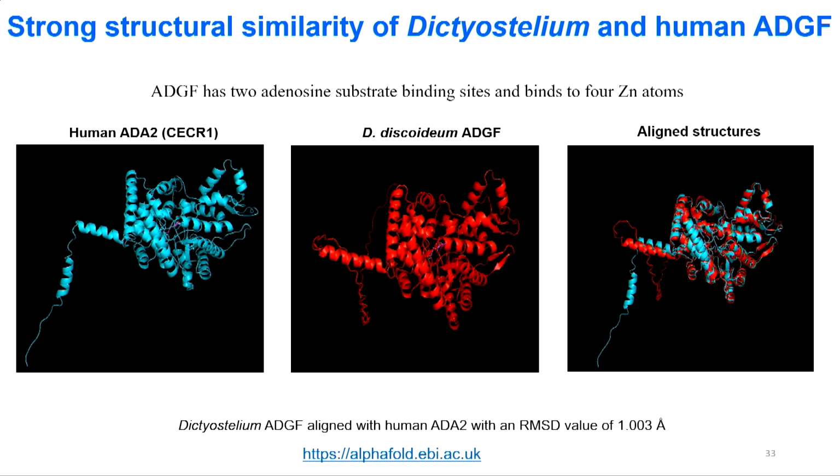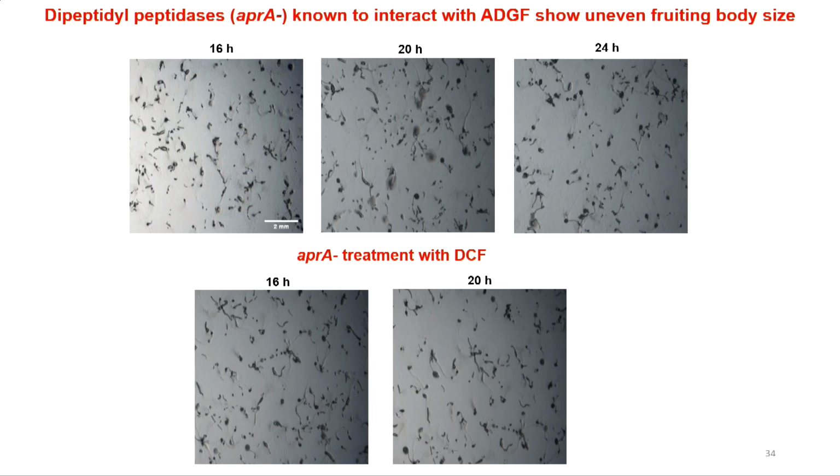We took AlphaFold, which is the online software, and we modeled the structure. It is very similar to the human, this is called cat-eye syndrome. The human ADA2 is very similar to the ADGF of Dictyostelium. So Dictyostelium can also be used as a model for studying cat-eye syndrome. This is the Dictyostelium ADGF. This is the human ADGF. This is the overlapped structure, and the structures are aligning well.